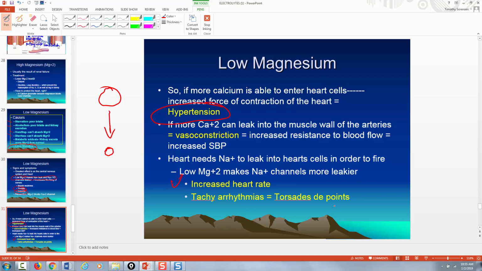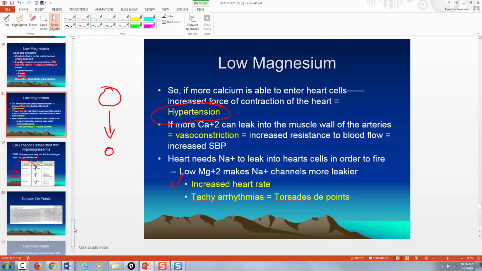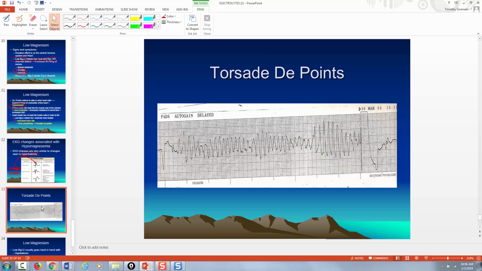And you get this kind of unique ventricular tachycardia called torsade de pointes, or what's called twisting of the points. So this is ventricular tachycardia, and it looks like it's twisted, like somebody just turned the EKG upside down. And this is a classic sign of low magnesium. And you're not going to believe the treatment for torsade de pointes. Yup, you got it. It's magnesium sulfate.